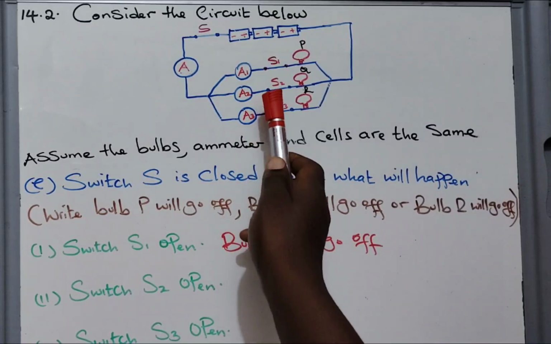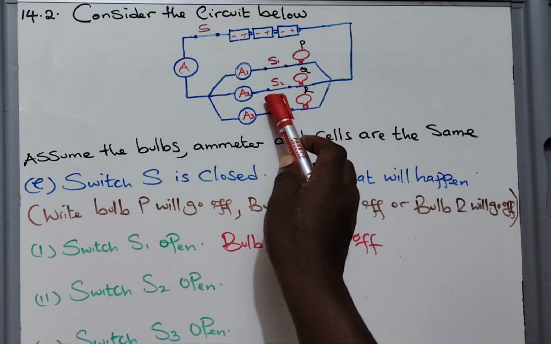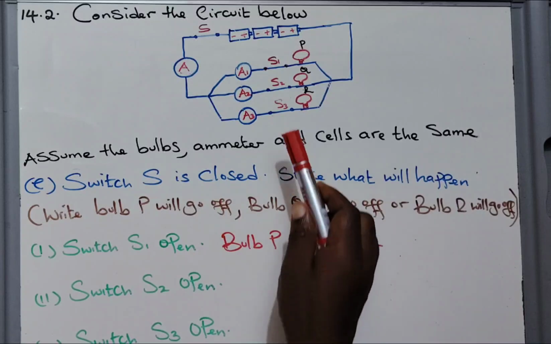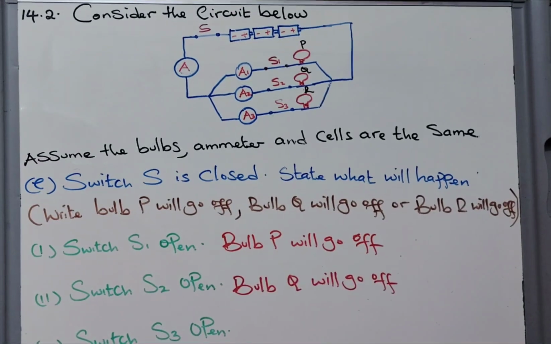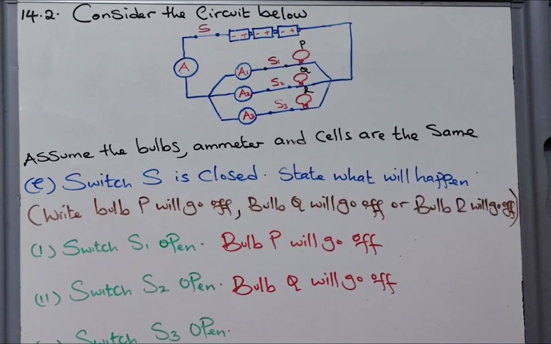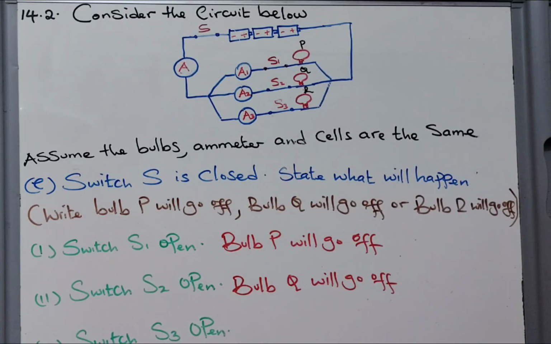Then we come to the next one, switch S2 is open. This is switch S2. So when you open S2, what will happen? Bulb Q will go off. Then we come to this one, switch S3 open. What will happen to bulb R? Bulb R will go off.